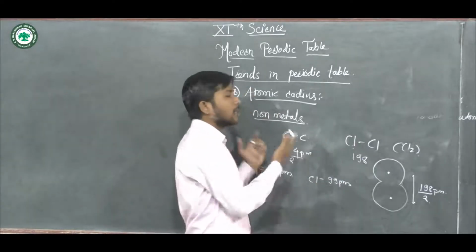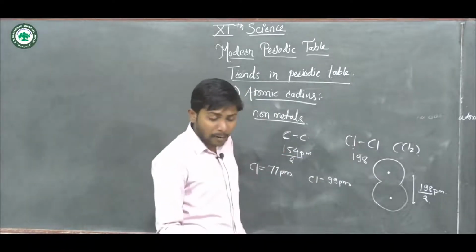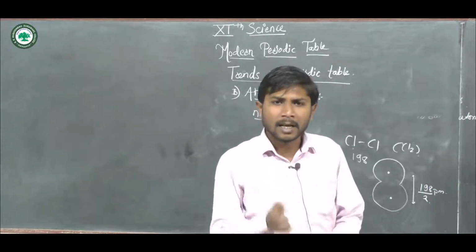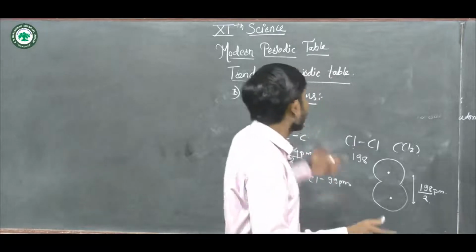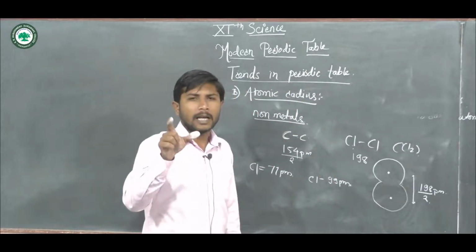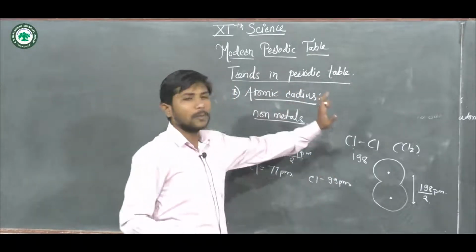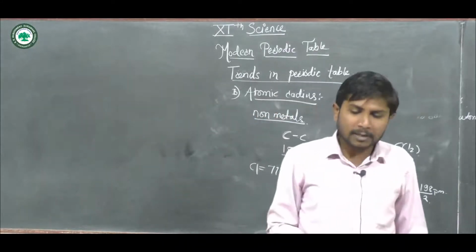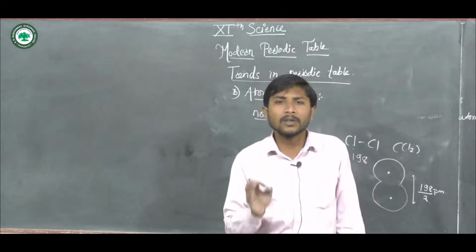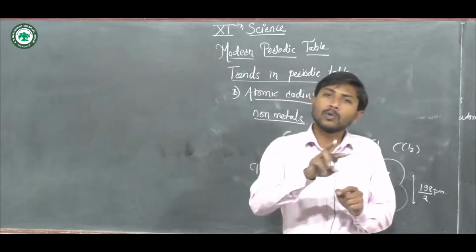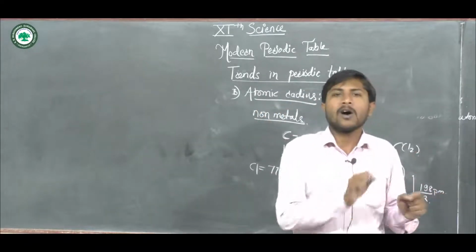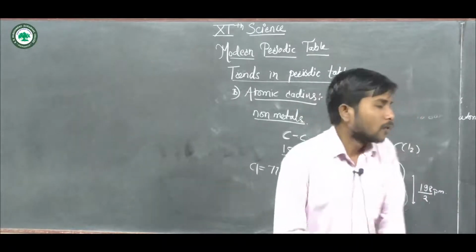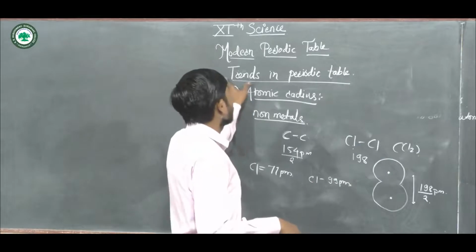This is in the case of non-metals, but in the case of metal atoms, if we consider two adjacent metal atoms, the distance between the nuclei of two adjacent metal atoms, halved, is the atomic radius. It means we can calculate the atomic radius by calculating the internuclear distance between two covalently bonded non-metals or adjacent metal atoms. Okay, now we are going to see the trend.